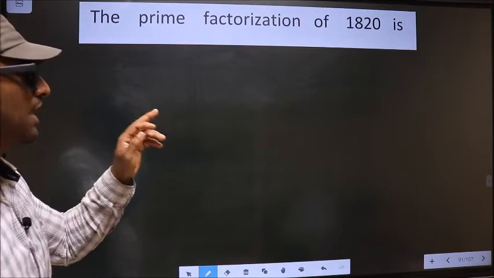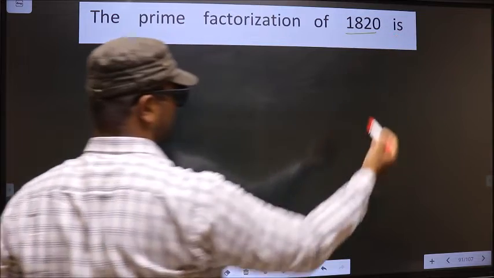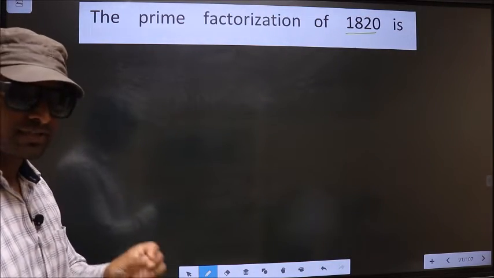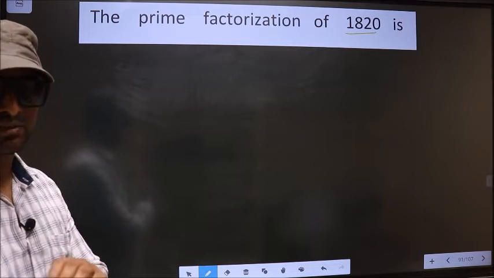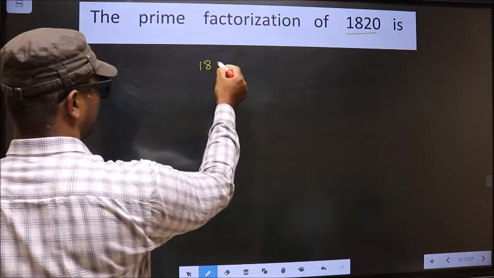The prime factorization of 1820 is, to do prime factorization, first we should frame it in this way. See, that is 1820.